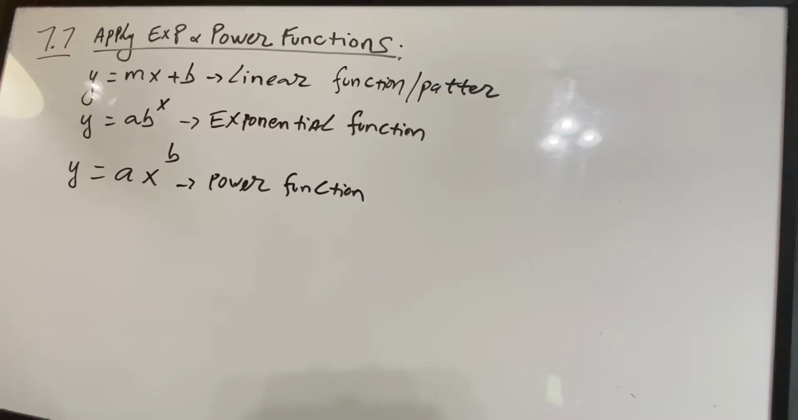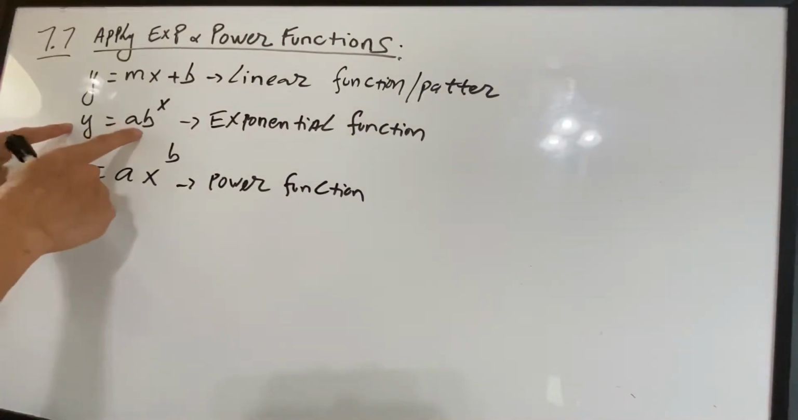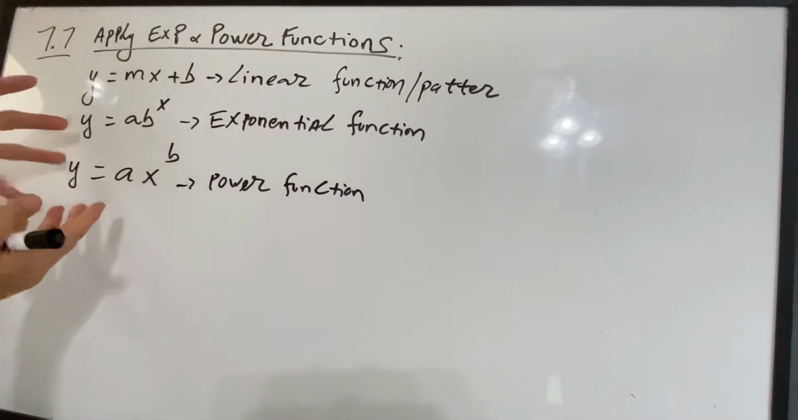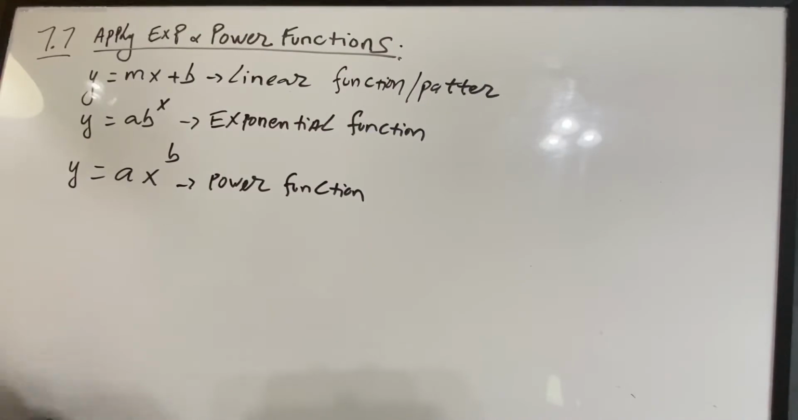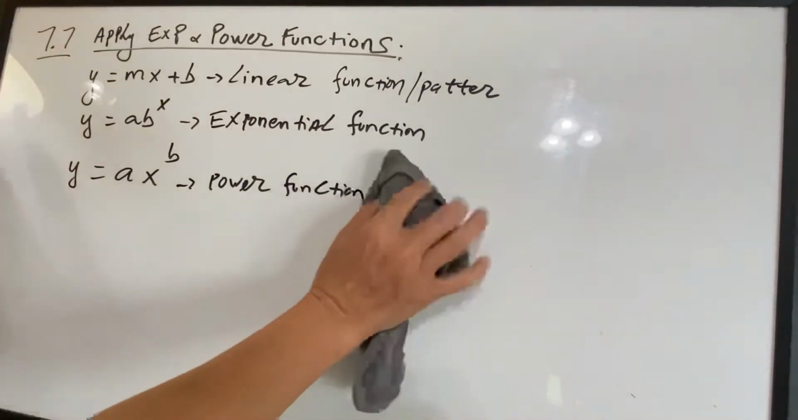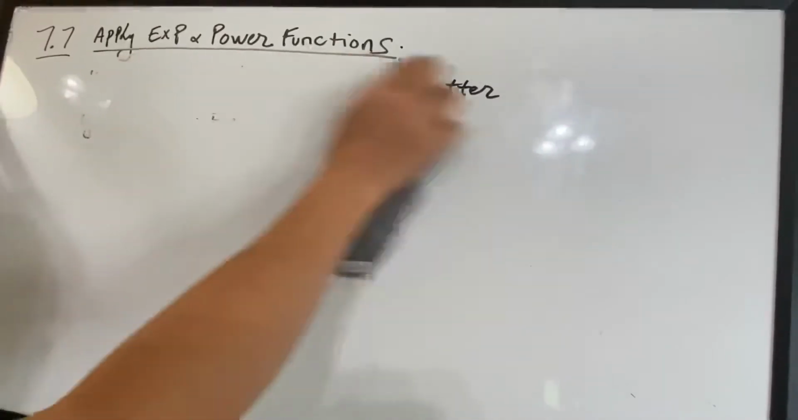All right, now in this 7.7, we are going to learn how to write these two functions from given data, which is given points of x and y. Remember, we need 2 points to write the function in all of these 3 functions. Okay, so look with me.